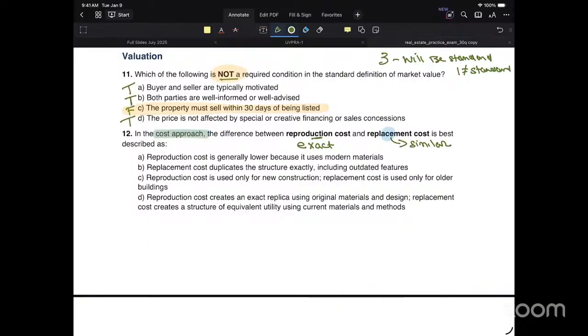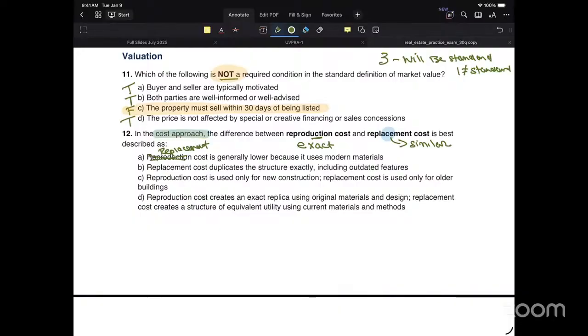A, reproduction cost, which is going to be exact, is generally lower because it uses modern materials. No, in fact, I would say the opposite of that is true. If this said replacement is generally lower because it's using modern materials, then yeah, that'd be true. But think about it. If you had a 100-year-old house and you want to reproduce it, it's got to have the same 100-year-old materials, obtained in the same ways, and it's the same thing.